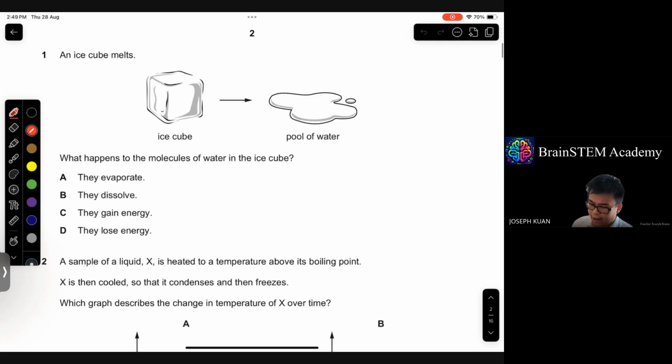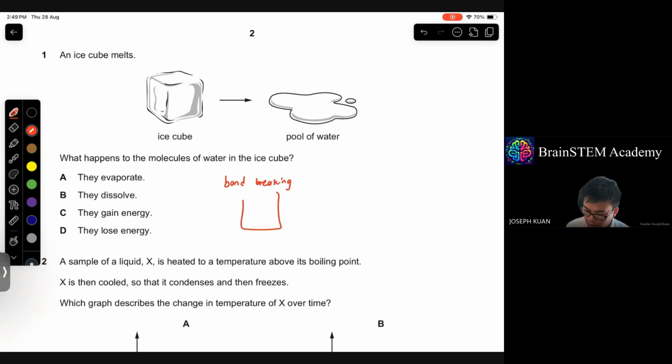Question 1. An ice cube melts. What happens to the molecules of water in the ice cube? So melting involves bond breaking. For bond breaking to happen, to allow the particles in a solid state to convert to the liquid state, the particles must gain energy. It is an endothermic process.